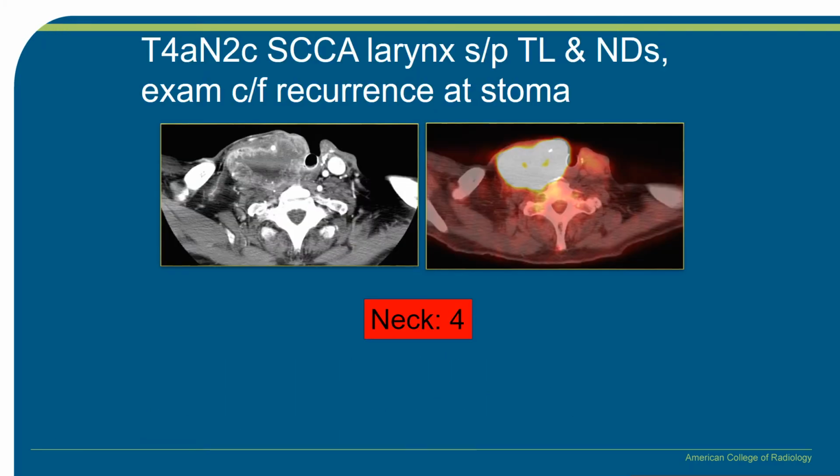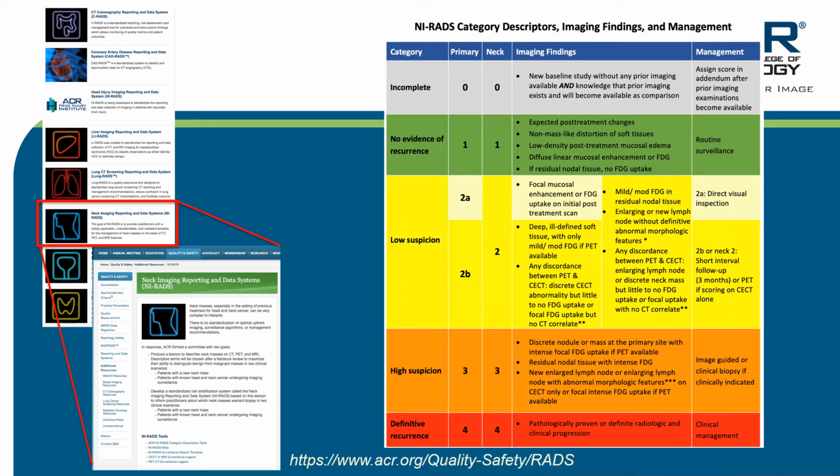Here's a NI-RADS 4, clearly a fungating mass at the stomal site for recurrence. This is definitive tumor.